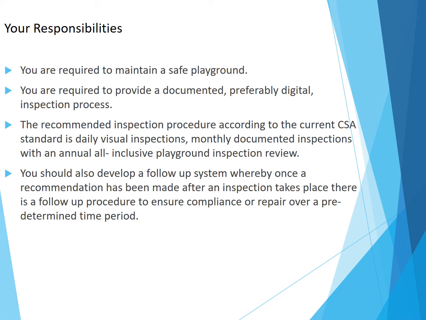The recommended inspection procedures according to the current CSA standard is daily visual inspections, monthly documented inspections, with an annual all-inclusive playground inspection review. In a lot of cases, this overall playground inspection review is just a review of all of your monthly inspections through the year, seeing if there have been any outstanding recommendations that have been completed, why they haven't been completed, and then putting a plan in place to ensure that they get completed as soon as possible.